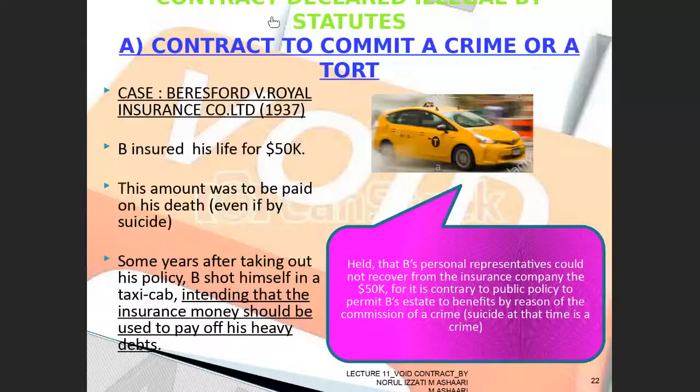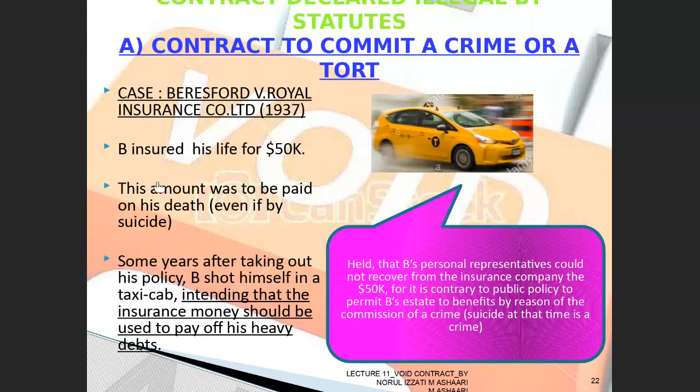Okay, now we focus on the example of the court cases regarding a contract to commit a crime. Previously I already gave you the example on the scenario where you have been appointed to carry out something that is not allowed by the law. So this is one of the examples highlighted in the case Beresford versus Royal Insurance.